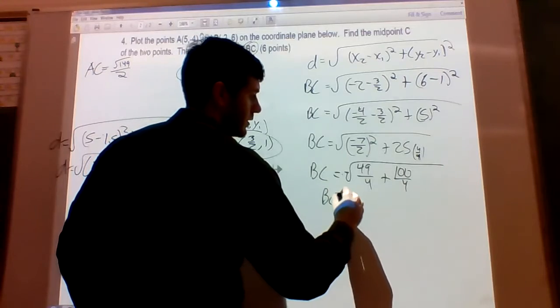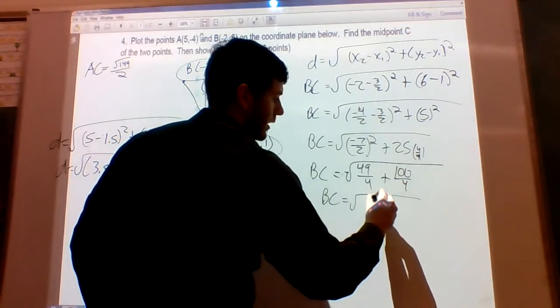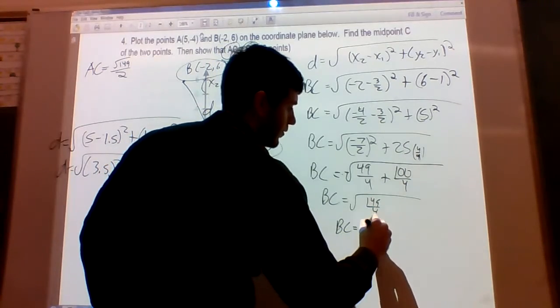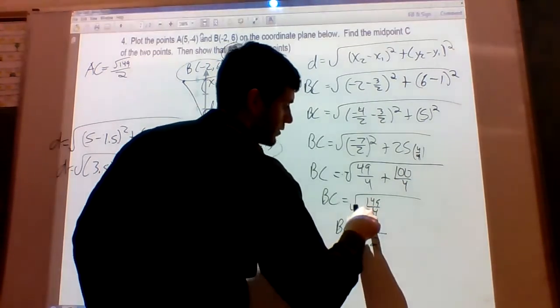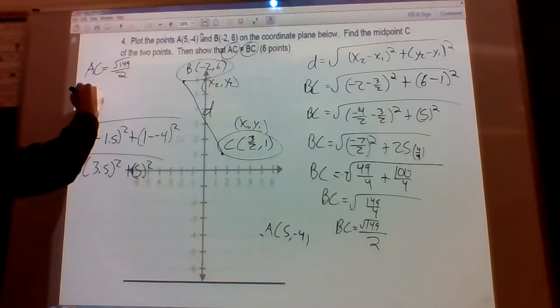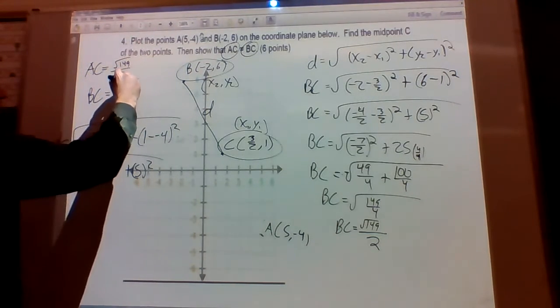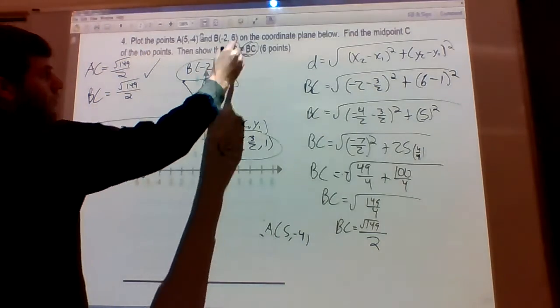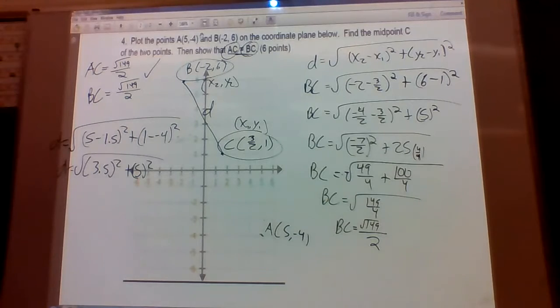So then BC is going to equal the square root of 149 over 4, which is going to equal square root of 149 all over 2, because the square root of 4 is 2. And what do we know? Does BC equal AC? Yes, it does. So we now have shown that those two are equal to each other. So you've got to find the midpoint.